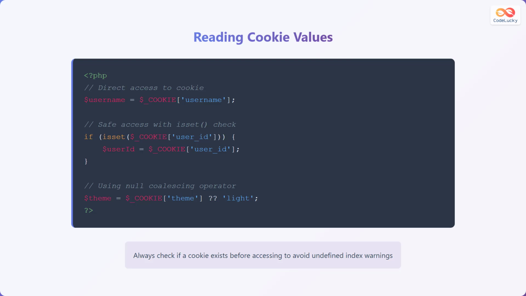Here's how to use the null coalescing operator to access a cookie. The theme variable is assigned the value of the theme cookie. If the theme cookie does not exist, the theme variable will be assigned the value light. It is always recommended to check if a cookie exists before accessing it, to avoid undefined index warnings.